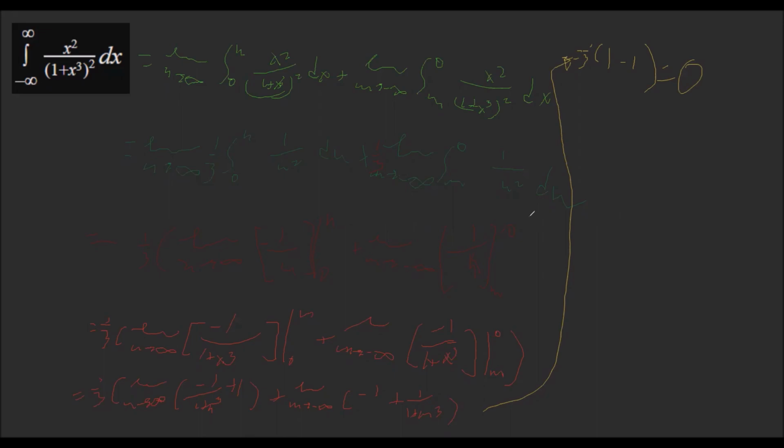So that was a bit difficult, but the integral from negative infinity to infinity of x squared over (1 plus x cubed) squared dx is equal to 0.